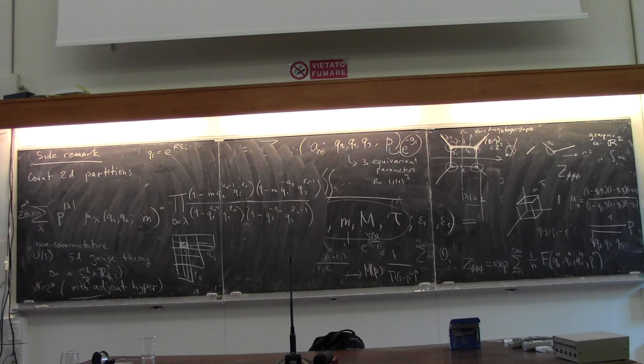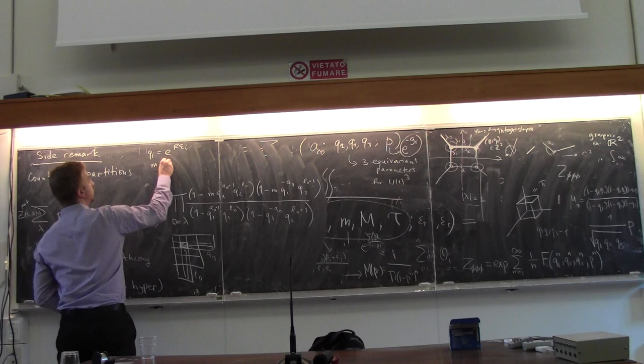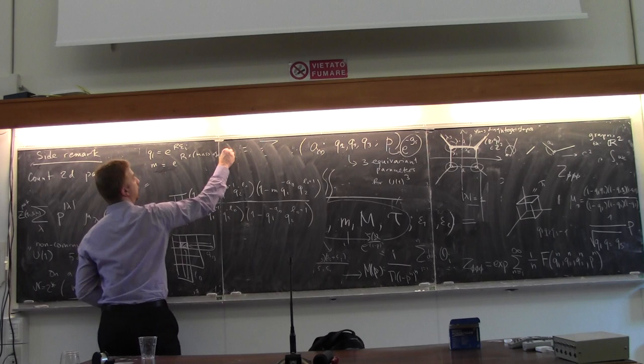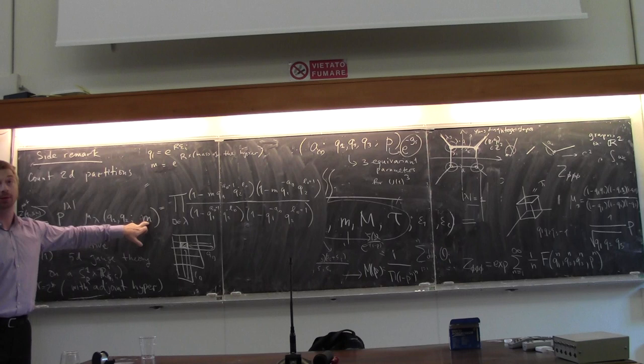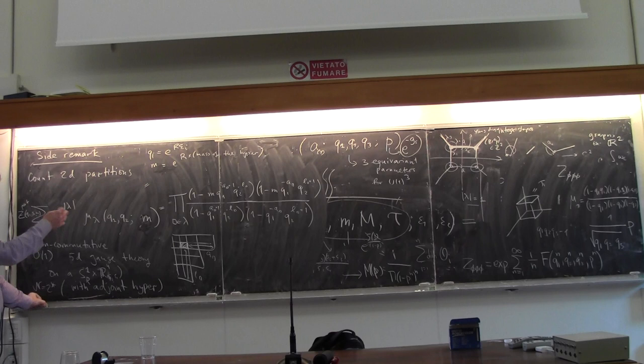And what's m? So this m is actually exponential of the radius times the mass of the hyper. It's an additional function. So this partition function also depends on four parameters, actually, p, q1, q2, and m. And there is some relation in geometry between these parameters and the four parameters in a three-dimensional counting problem.